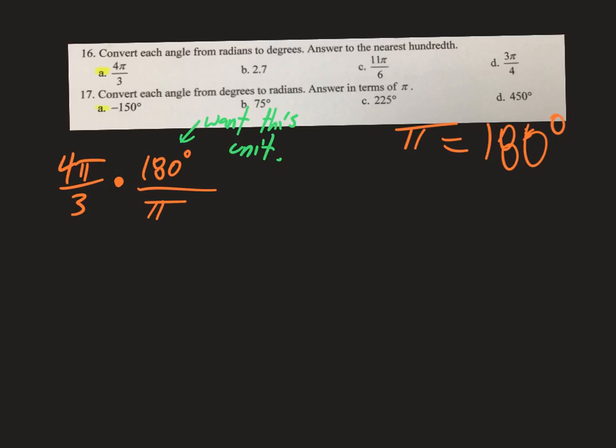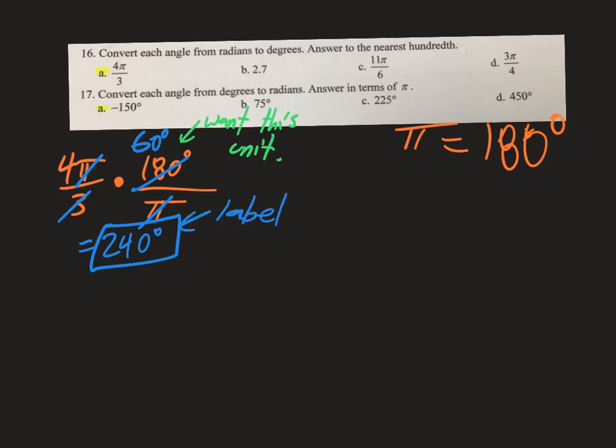And what's going to happen, very simple, my pi's cancel out. That makes my math really easy. 3 and 180 make a 60. 4 times 60 is 240 degrees. Make sure you label, okay?